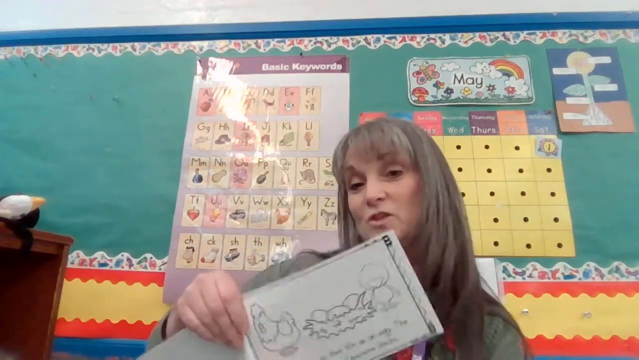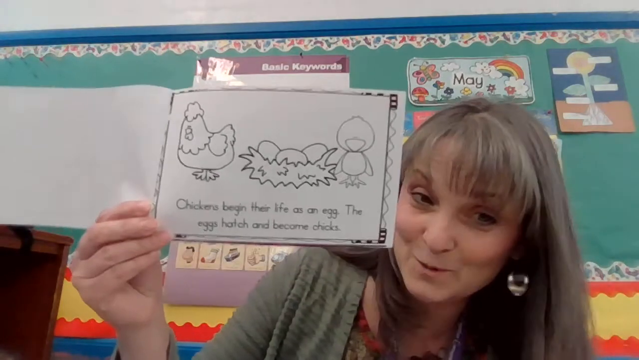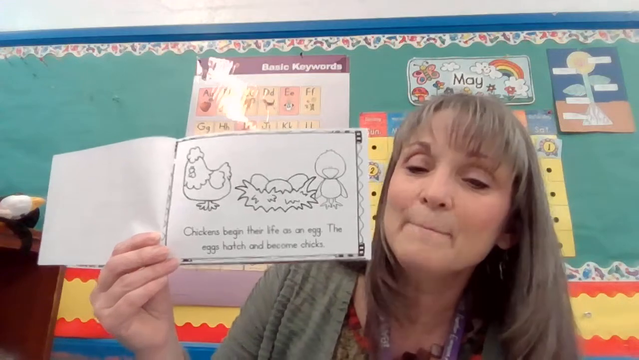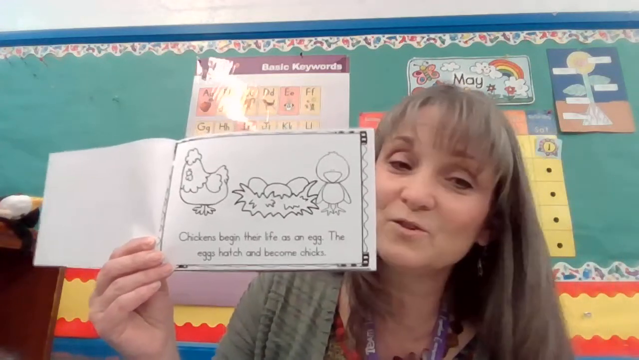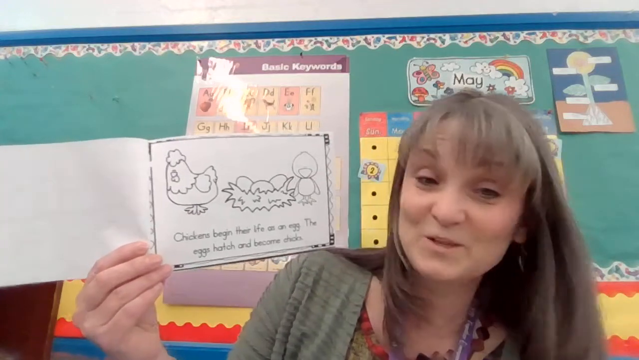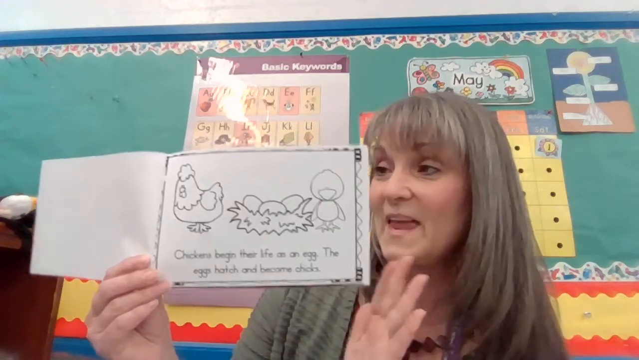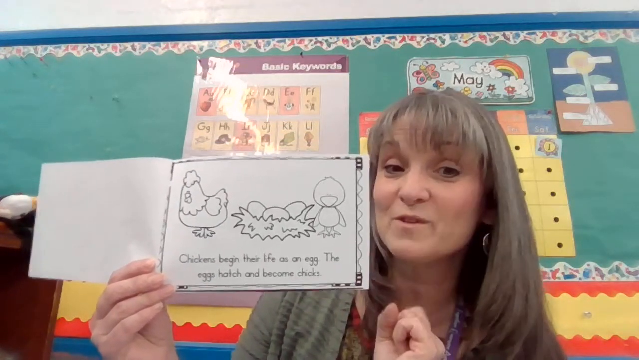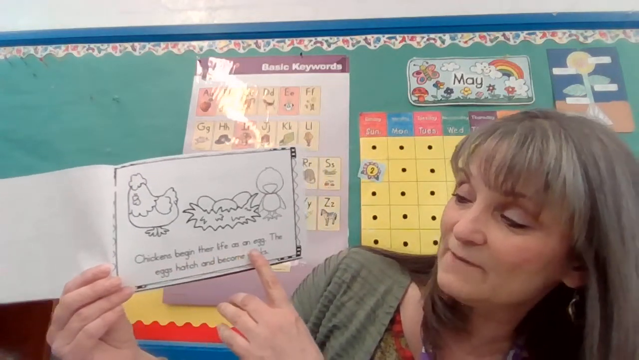So we're going to look at the first page. You can just look at your screen and follow it with me. What life cycle do you think this page will be about? Remember, good readers look at the pictures for clues because there are a lot of words on this page. Boys and girls, I don't expect you to read this. But you know what? If someone helps you the first time, you're going to notice that every page is predictable. That means some of the words are the same. So let's look at it together. Chickens begin their life as an egg.